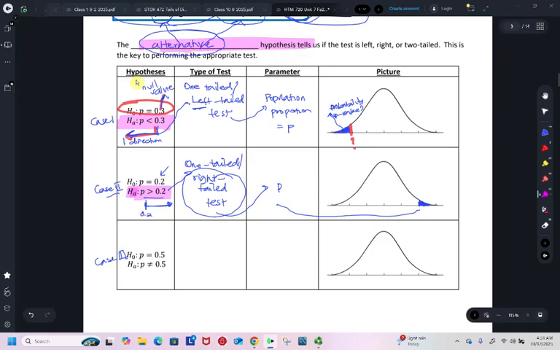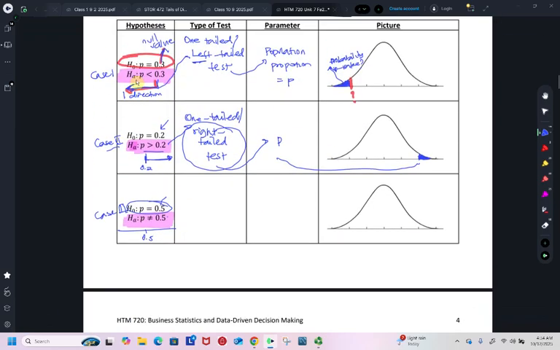Lastly, in case 3, we have the alternative hypothesis indicating that it might not be equal to 0.5, whereas the null hypothesis said it is 0.5. So the alternative is saying it is not equal to 0.5, which means it could be greater than or it could be lesser than. Do you see what I see here? This is a both or two-tailed test.